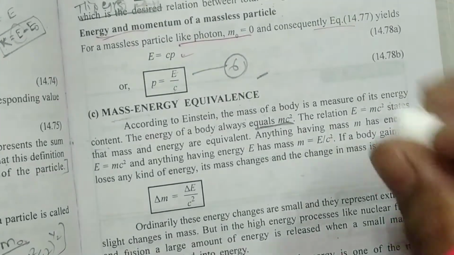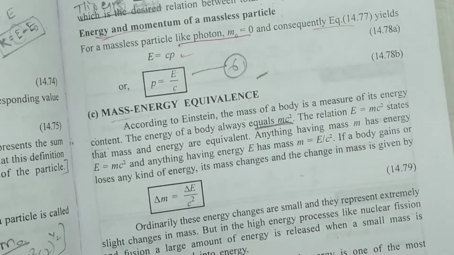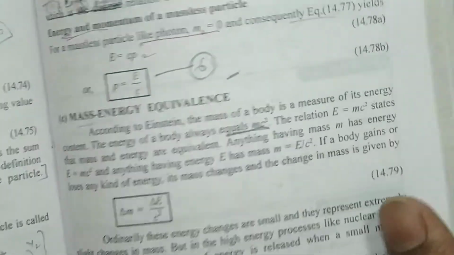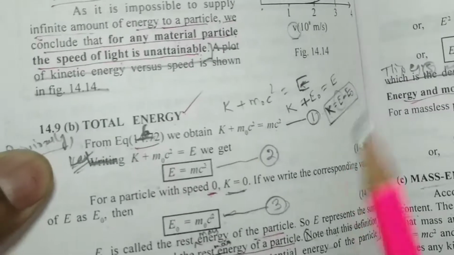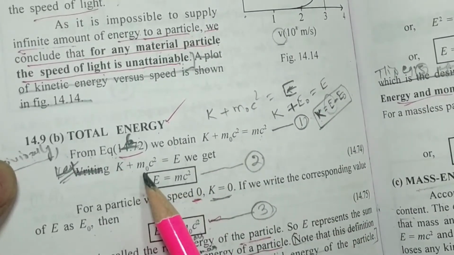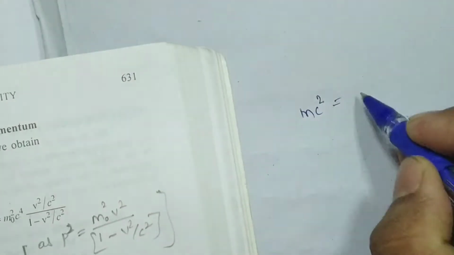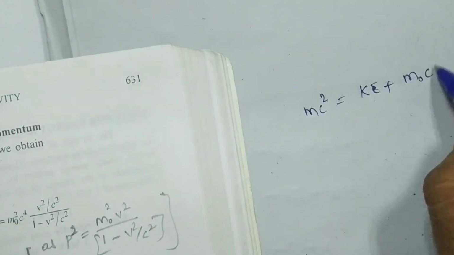That means we can say that this mc square is nothing but K plus m0 c square. In our last video, we also discussed the same thing. E equals mc square is nothing but kinetic energy plus m0 c square. That means mc square is your kinetic energy at that particular time plus the rest mass energy.